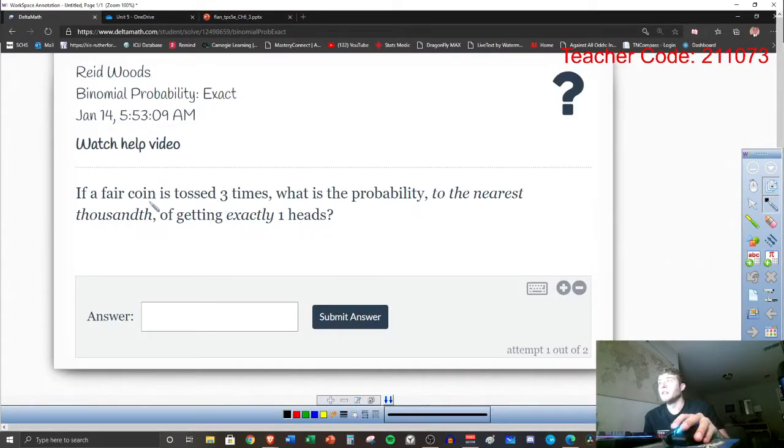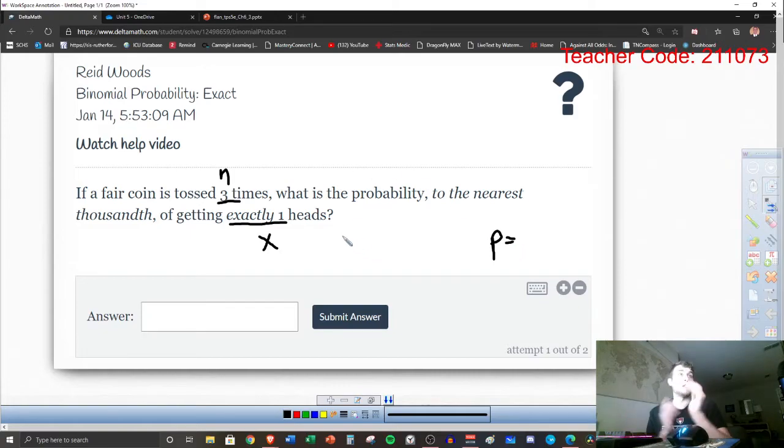It says a fair coin is tossed 3 times. That's the number of trials. What is the probability of getting exactly 1 heads? This is the number of successes. We want X to be 1. Now, what's the probability for this problem? It doesn't state it, but it's assumed that we know the probability of getting heads, just like our notes example. It's 0.5. This is all we need.